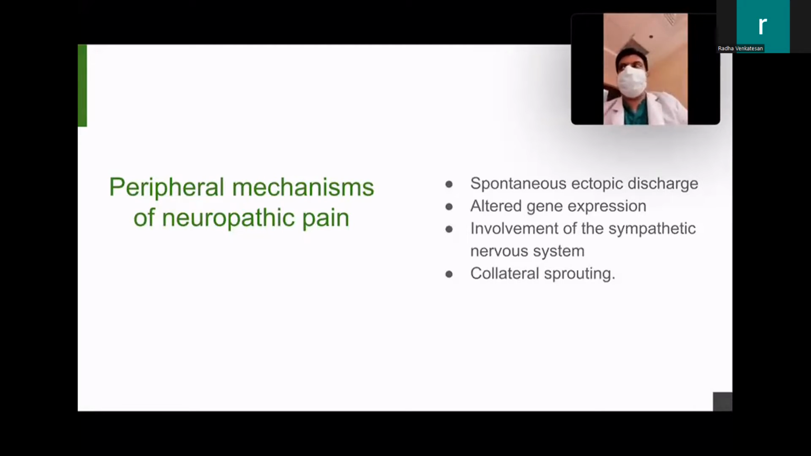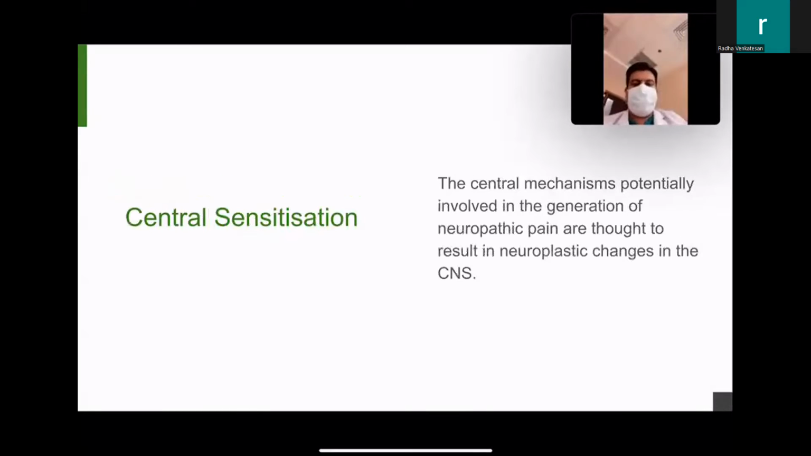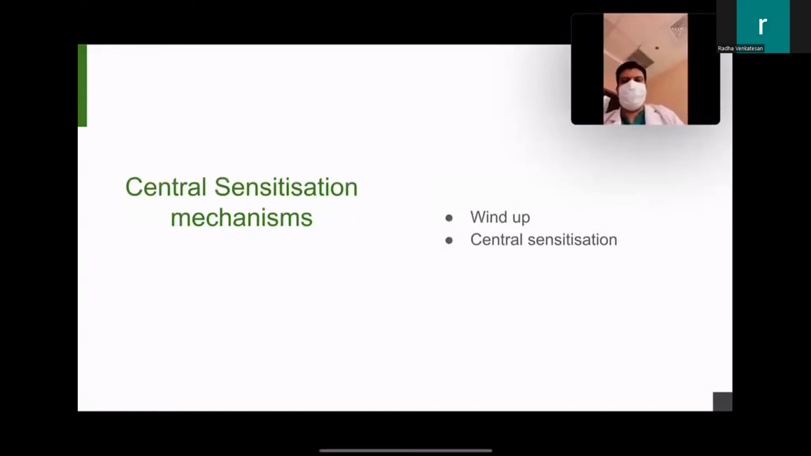And then collateral sprouting can also happen. That is said to be another mechanism of aggravation. Common examples are crush injuries and stump pain, those types of things. Next, central sensitization in the neuropathic element: the central mechanisms potentially involved in the generation of neuropathic pain are thought to result in neuroplastic changes, which we have seen before. So what are the central sensitization mechanisms next?